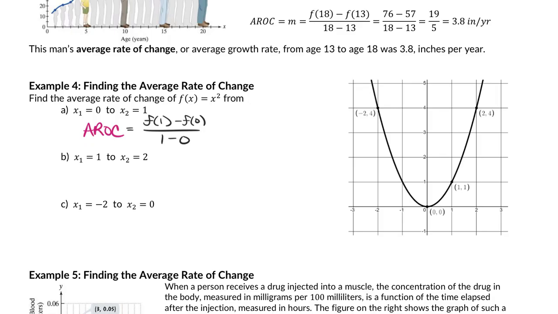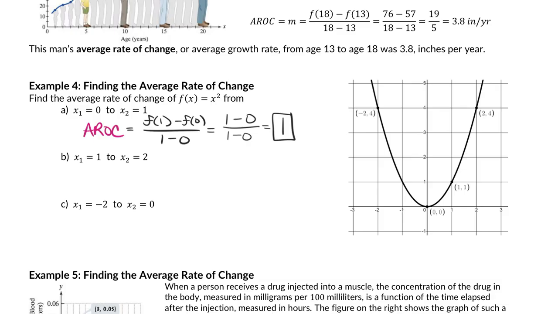Now, we need to know the output when the input is 1. So we look at the graph or the table or the equation that we're given, and we look. Here's 1. What's the output when the input is 1? 1. What's the output when the input is 0? 0. So this is 1 minus 0 over 1 minus 0, which is just 1. Check. How do you find the bottom numbers? Those are just the numbers given, 0 and 1.